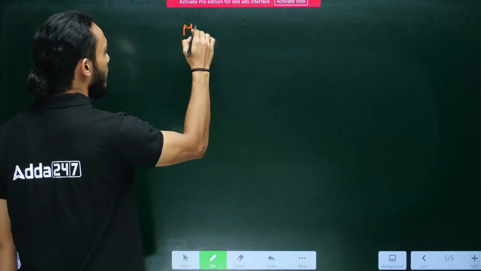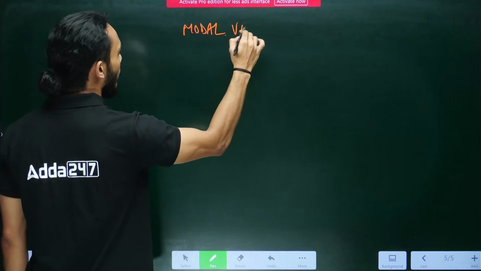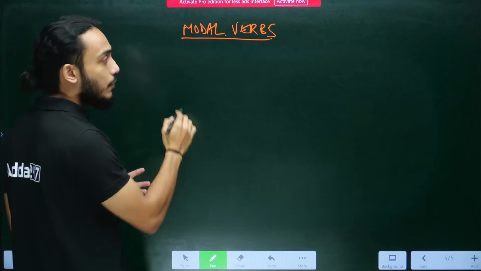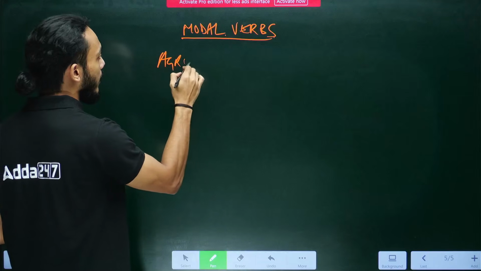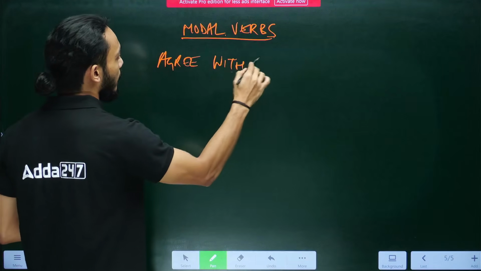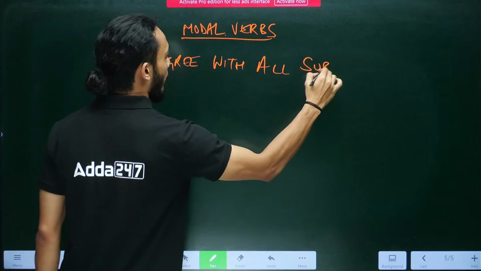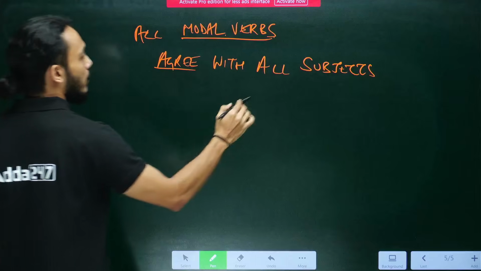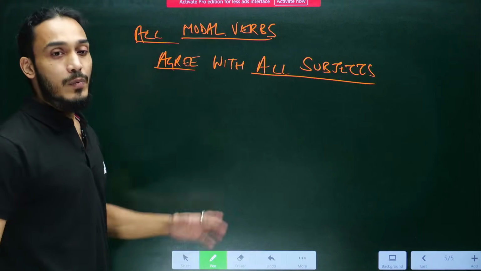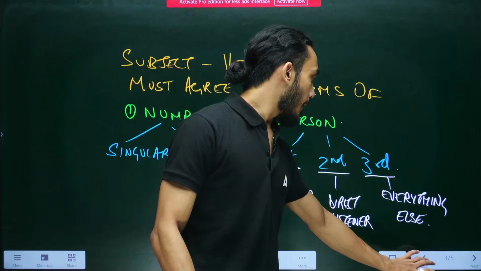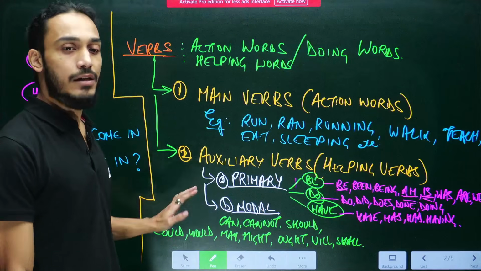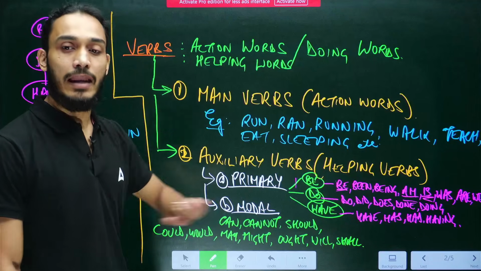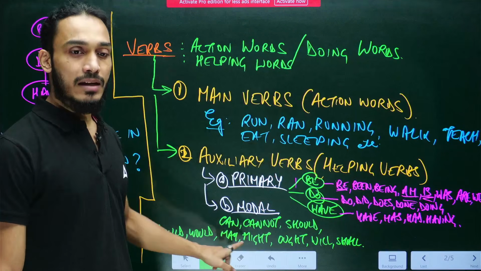With modal verbs, you will see that you do not have to follow any rule. Modal verbs agree with all subjects. All right, all modal verbs agree with all subjects. That means you take any modal verb and you take any subject, they will agree with every single one of them. Say for example, I can, you can, we can, they can. You can write can with any type of subject, regardless. Take any of these modal verbs.